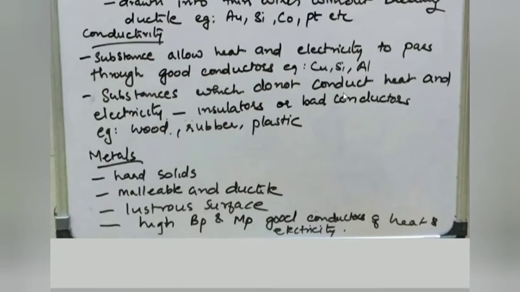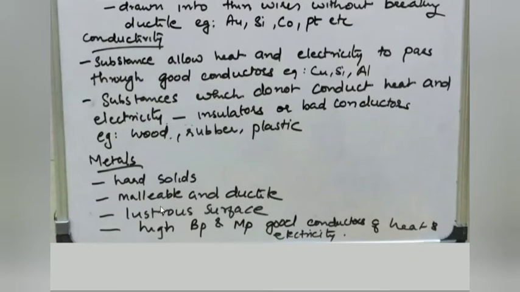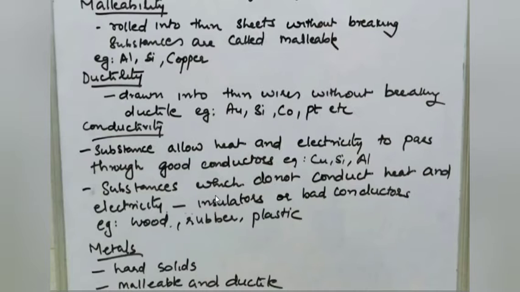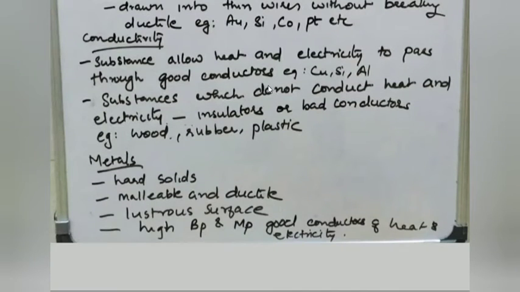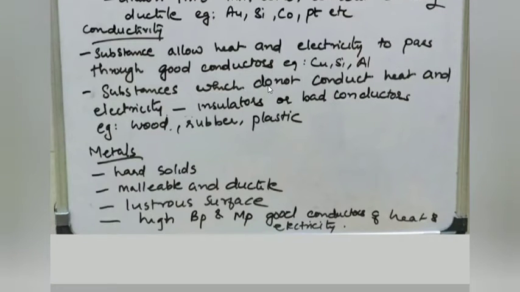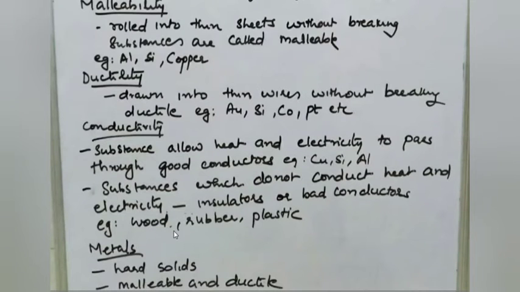Metals. Metals are hard solids. We know that they are not able to break. So they are hard solids. Malleable and ductile, which we already learned: they can be spread into thin sheets or rolled into thin wires. Lustrous, that is shining appearance, is the lustrous property. High melting and boiling point, good conductors of heat and electricity. Heating capacity is there, and they are also good conductors of electricity.